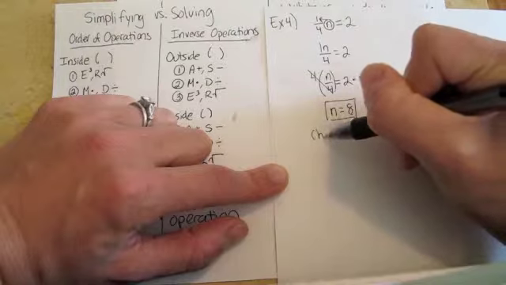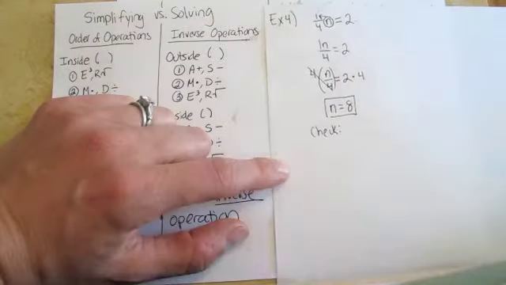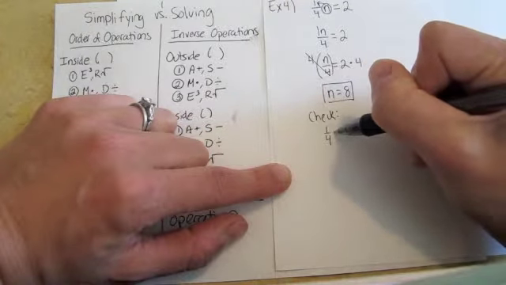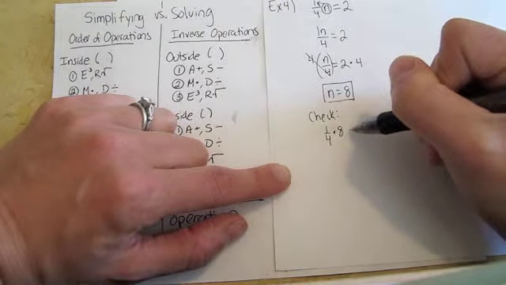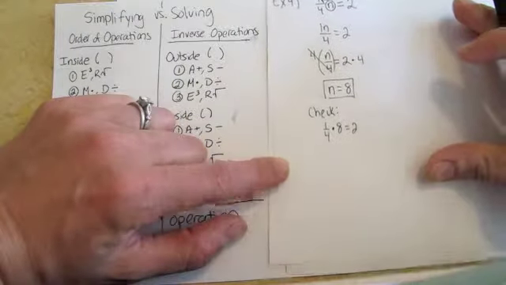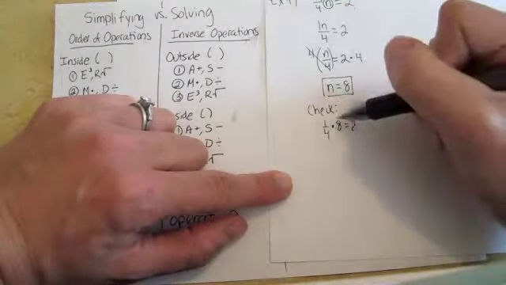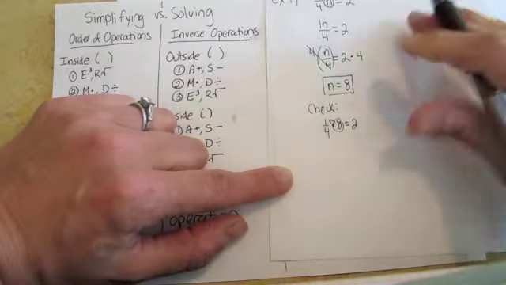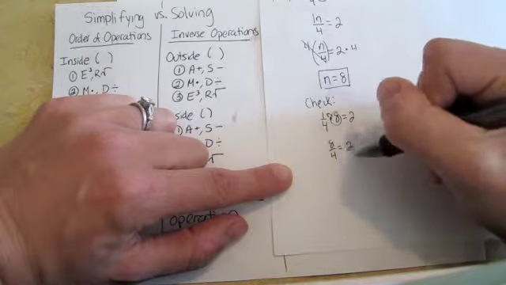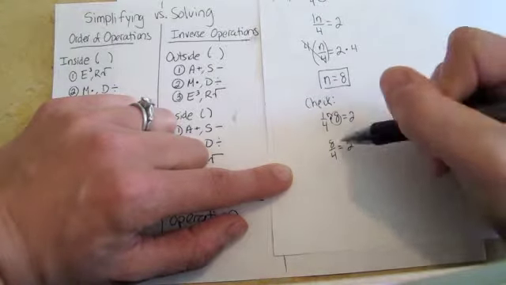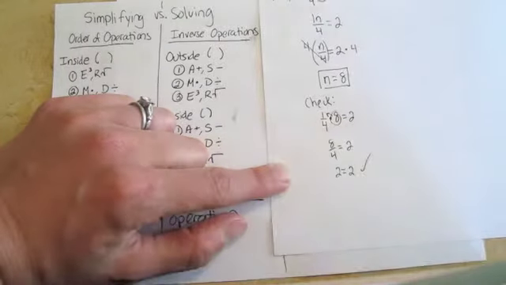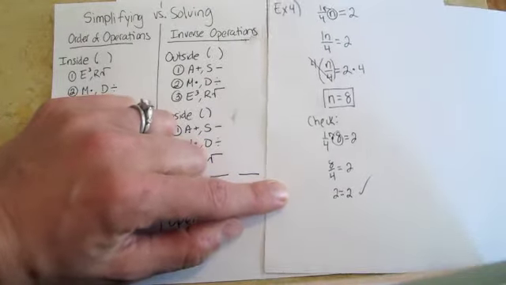And so to check that, I'm going to come back up to my original problem. 1/4 times 8 equals 2. So I'm just replacing the n with 8. And just like we did up there, I can slide that 8 up to the top. 8 divided by 4 equals 2. Simplify the left. 8 divided by 4 is 2. Bring down that 2. And we know it's correct because both sides are equal.